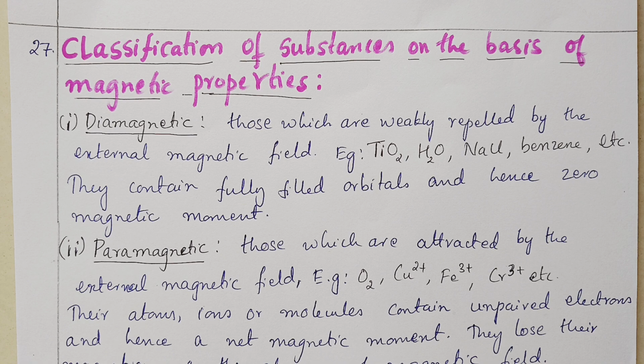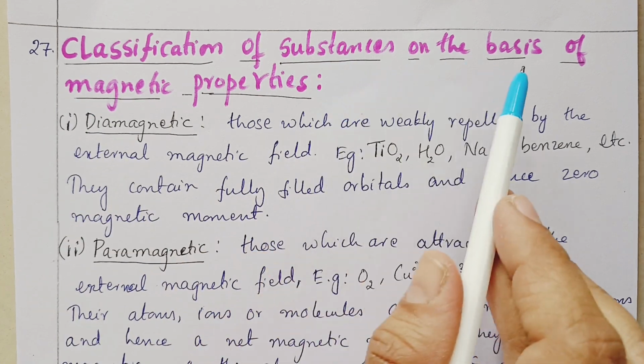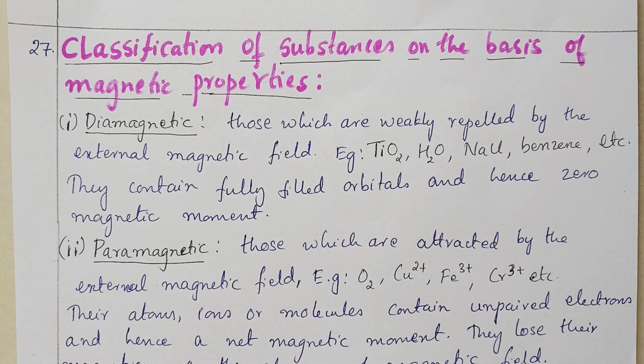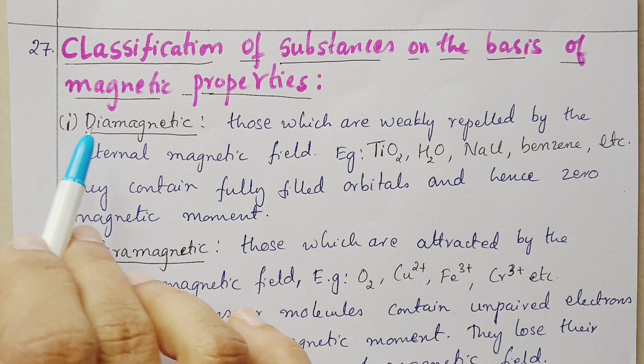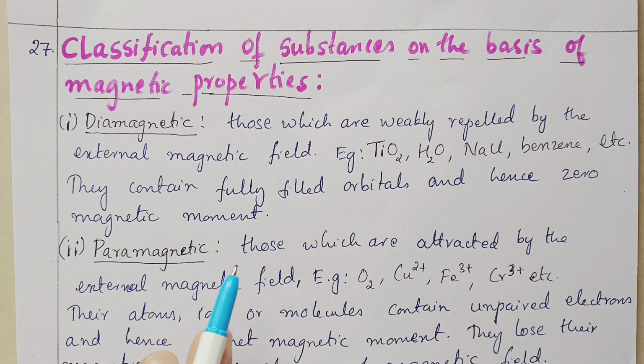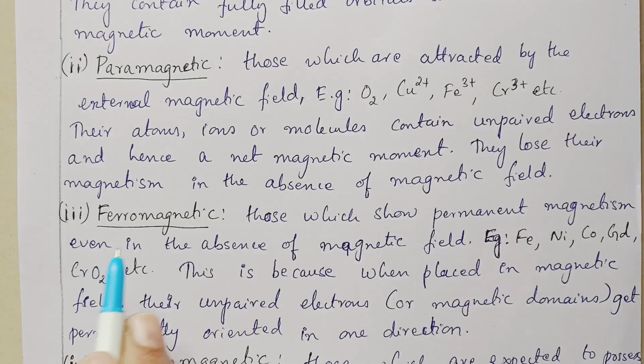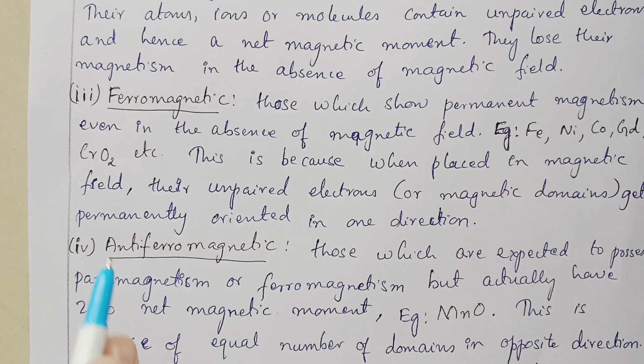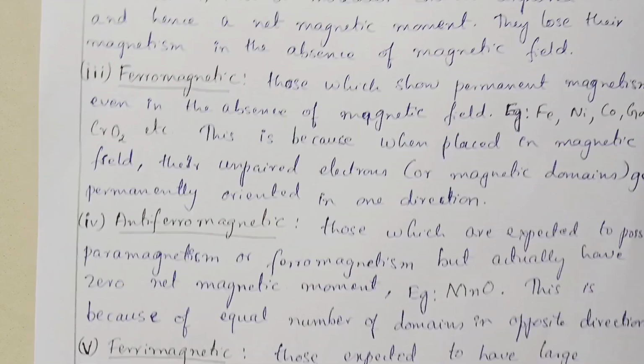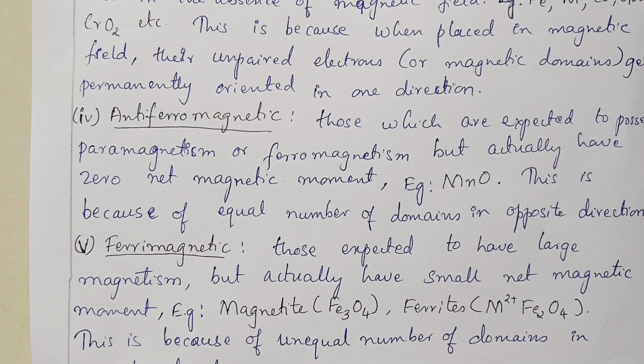Okay students, now let's see the classification of substances on the basis of magnetic properties. On the basis of magnetic properties, the substances are classified into 5 types. They are diamagnetic substances, paramagnetic substances, ferromagnetic substances, antiferromagnetic substances, and ferrimagnetic substances. Let's study them one by one.